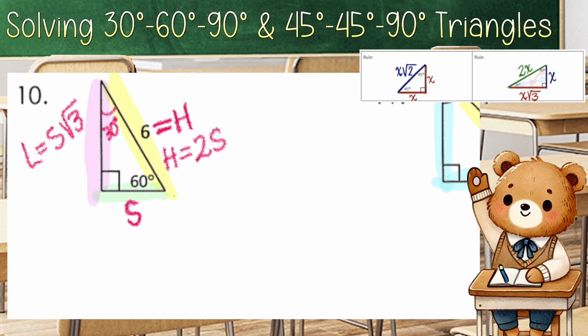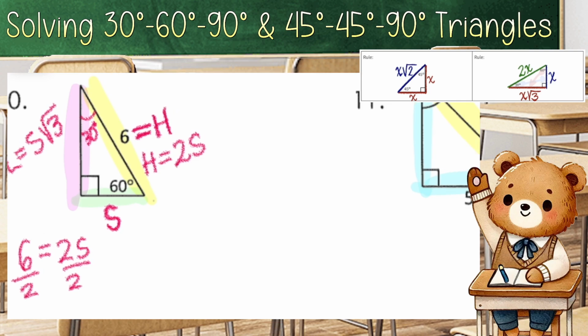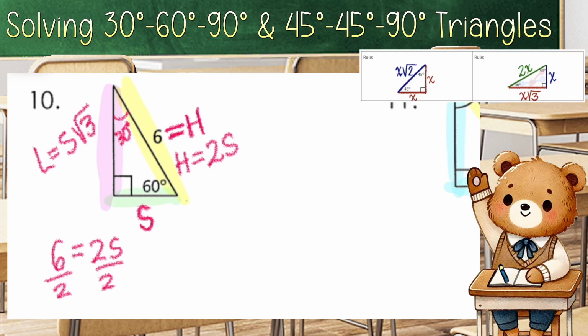So to find the short leg, we use h equals 2s, and all you do is fill in 6 for the hypotenuse, divide both sides by 2, and we get that s is equal to 3.